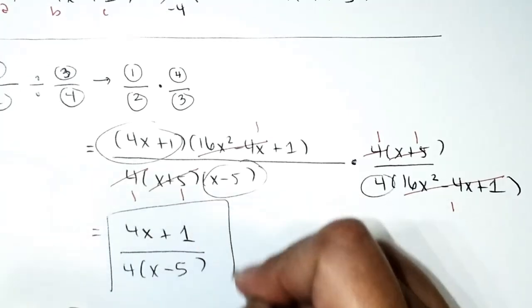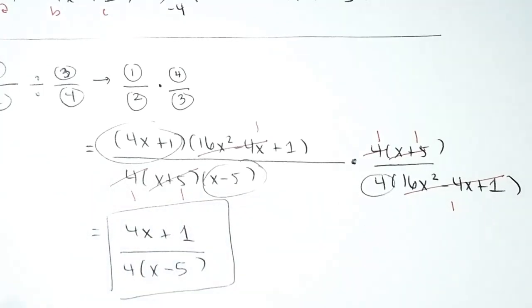One of the questions that I get is this. Can I distribute the 4? You know what? You sure can. Do I recommend you do? No. Why not? Because when you leave it in factored form, it highlights that it's reduced. But if you want to distribute the 4, go for it.